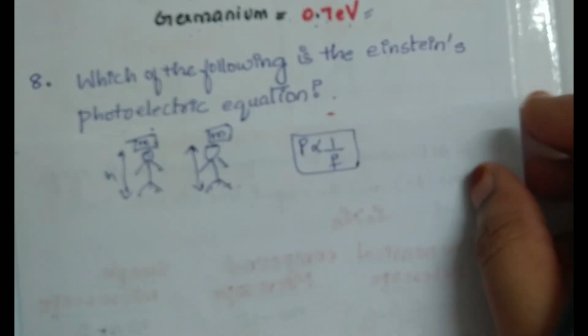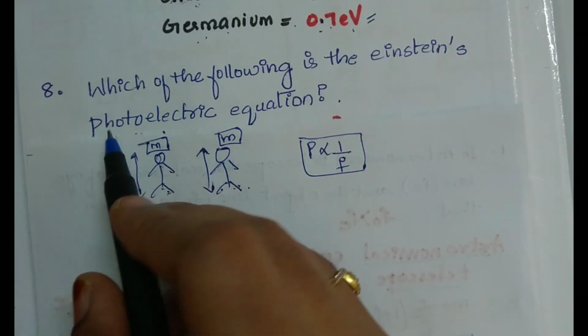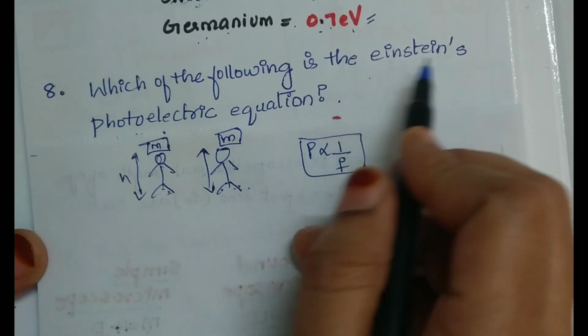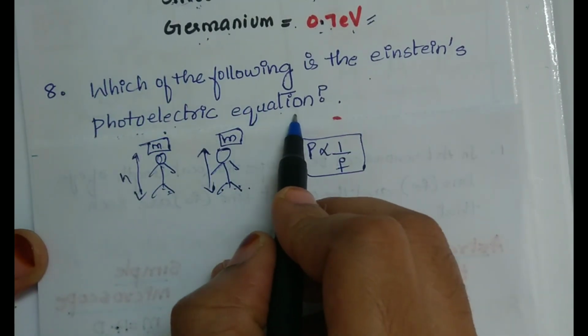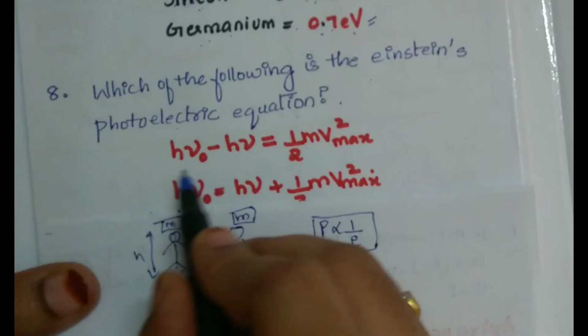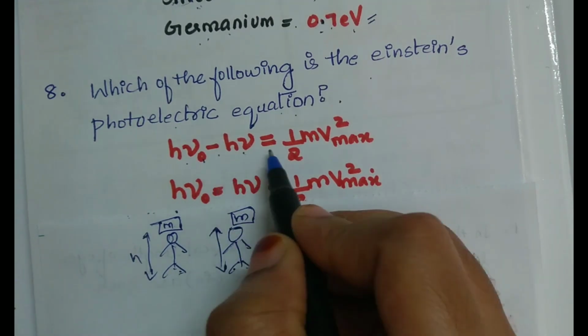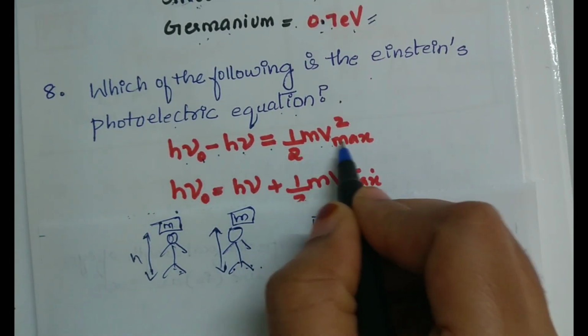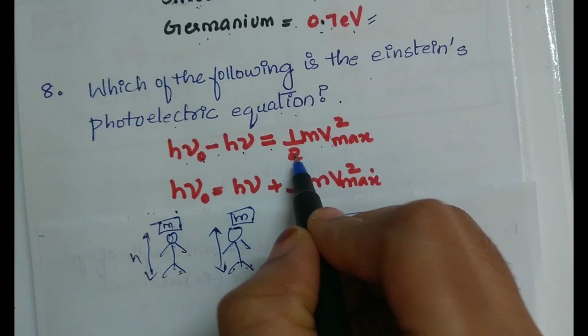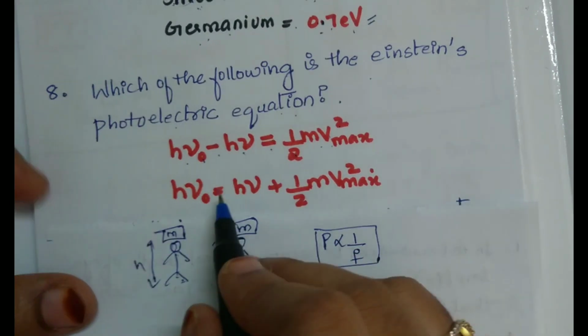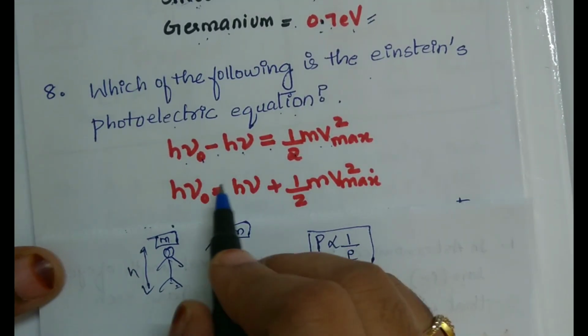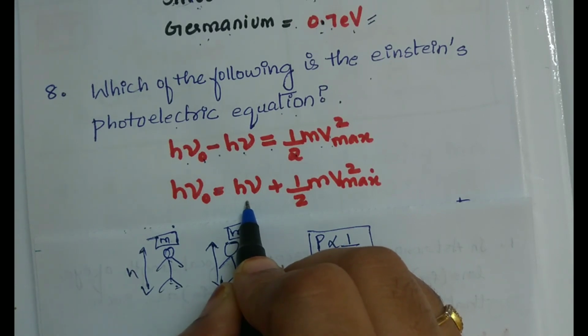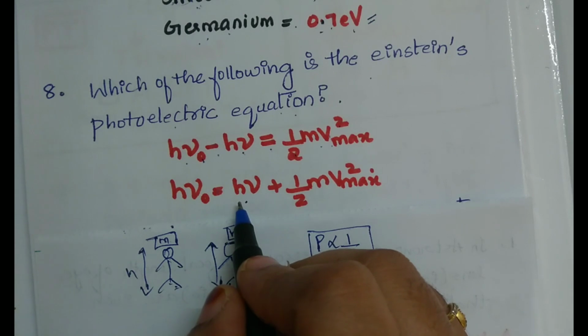Hope you understood. Then next, we shall move to the 8th question, that is, which of the following is Einstein's photoelectric equation? So we have h nu minus h nu naught is equal to half m v max square. That is your relationship for Einstein's photoelectric equation. This is a very interesting phenomenon. In my upcoming videos, I'll be explaining the detailed concept of the photoelectric effect.